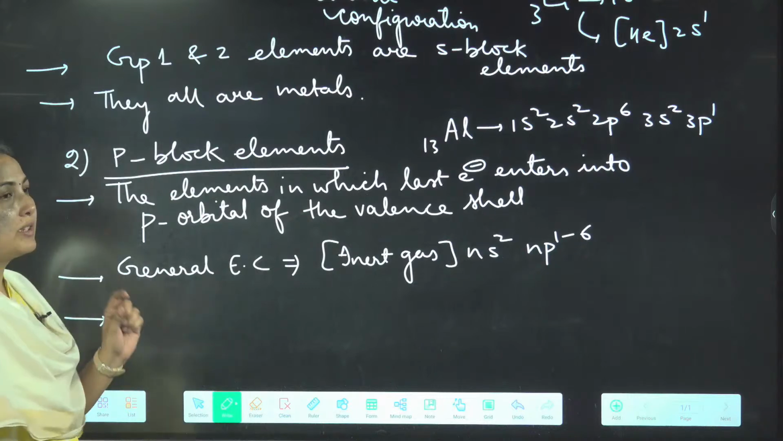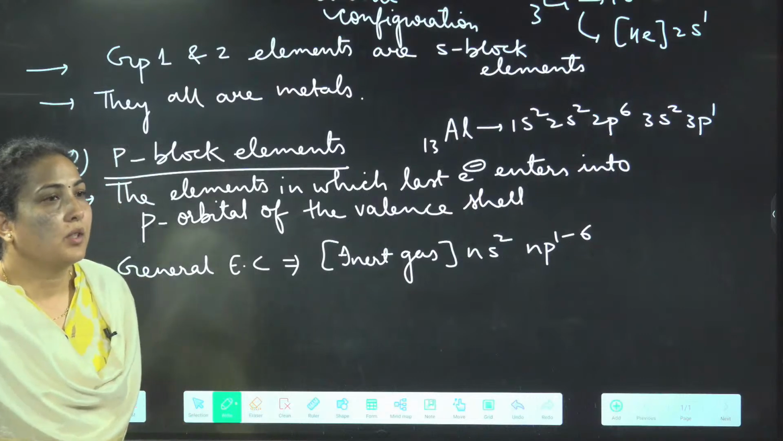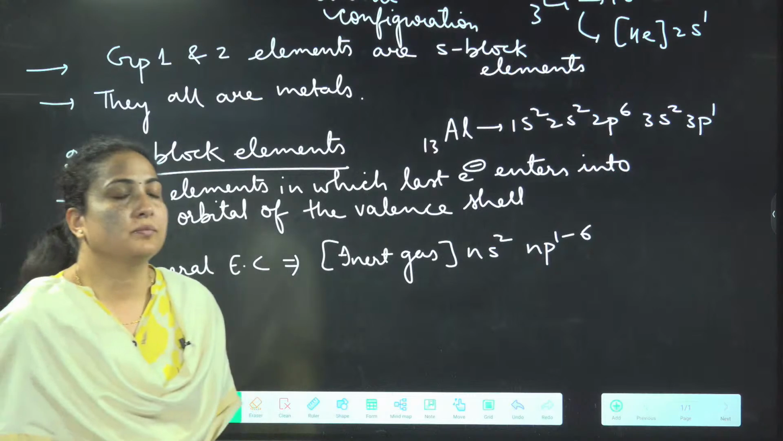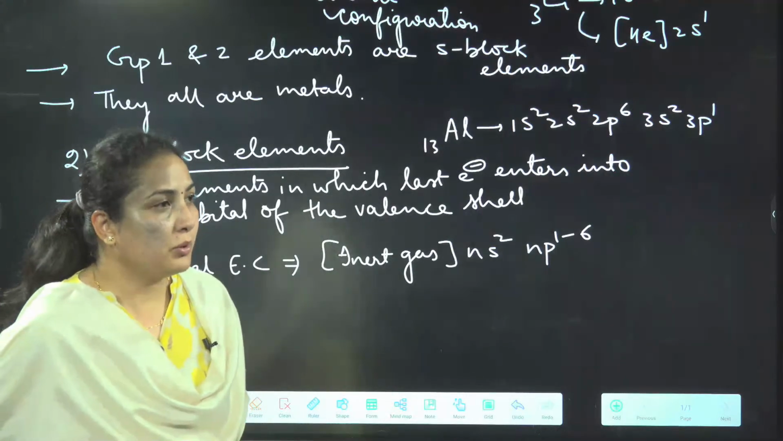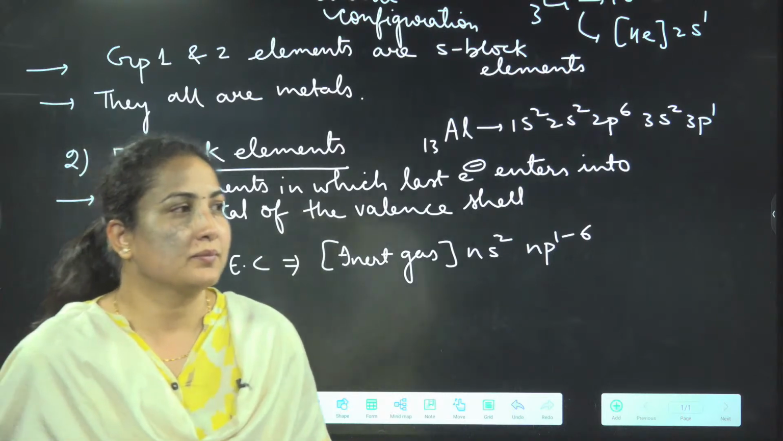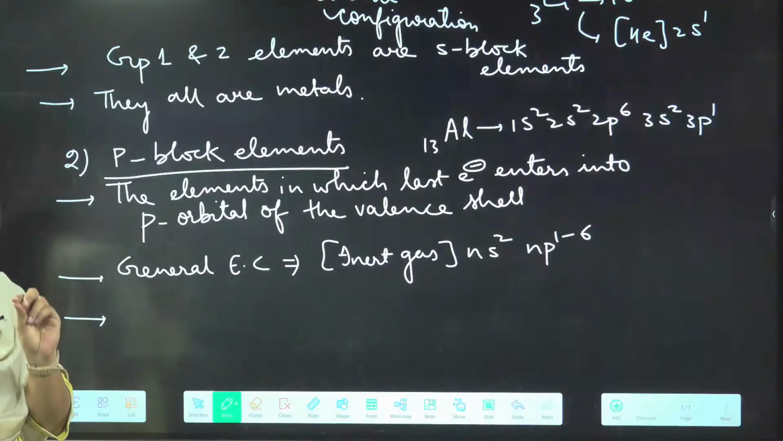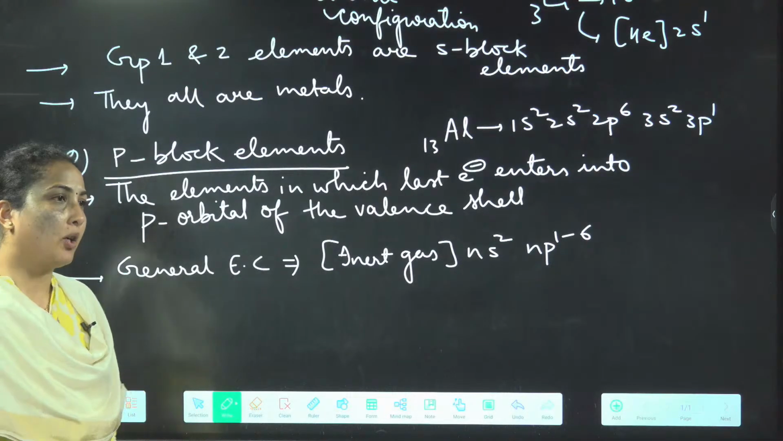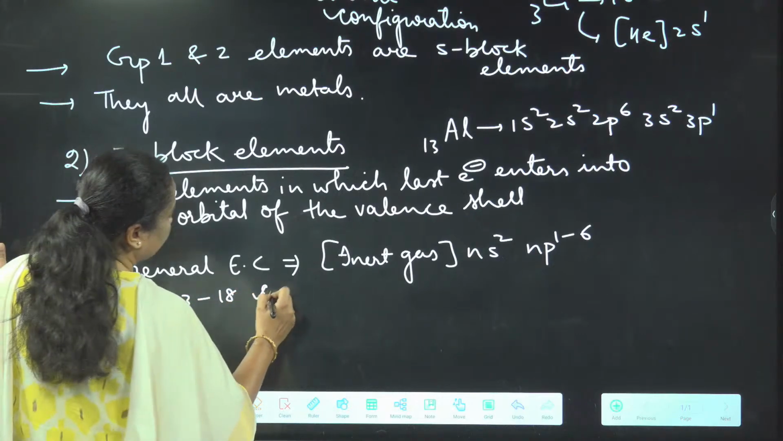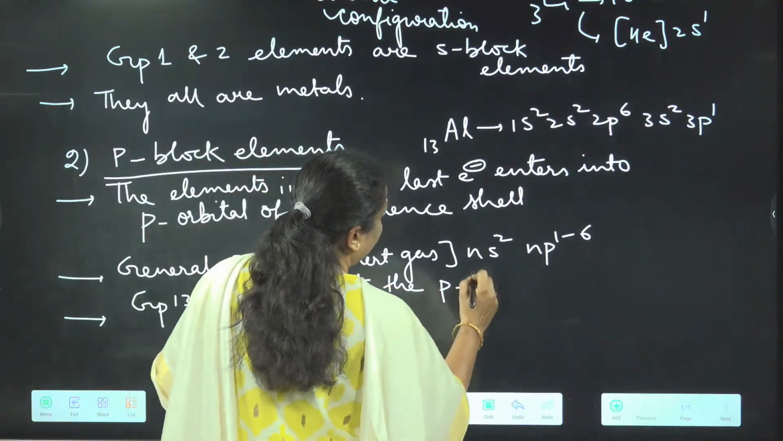Now here, how many groups constitute the P block elements from the periodic table? Yes, good. Many of you are able to answer. Good, Neha, Priyanka. That's going to be group 13 to 18. That will constitute the P block elements, right? So group 13 to 18 constitute the p block elements.